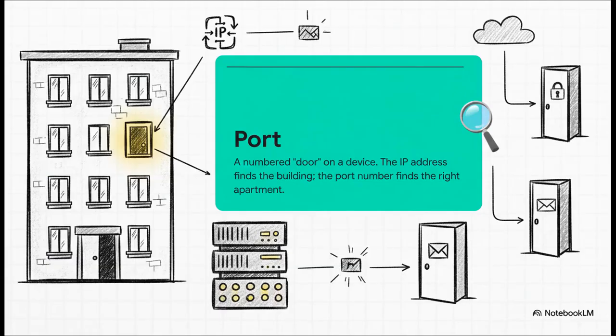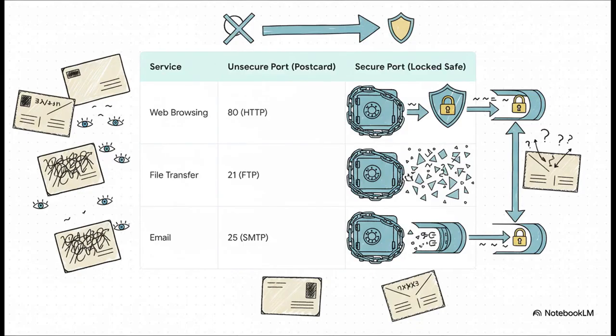I love this analogy, so let's stick with it. The IP address, that gets the data to the right building, the correct computer. But once the delivery person is inside the lobby, they need to know which apartment to go to. That's exactly what ports are. They are numbered doors for specific services on that computer. So for example, secure web traffic knows to knock on door number 443, while an email might go to a completely different door. And the difference between a secure port and an unsecure one is huge.